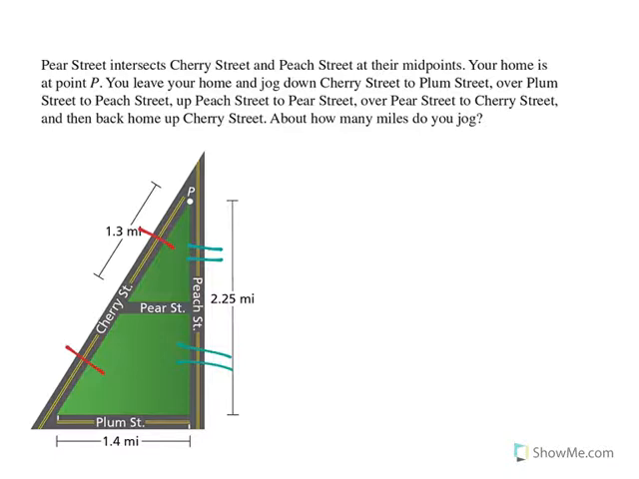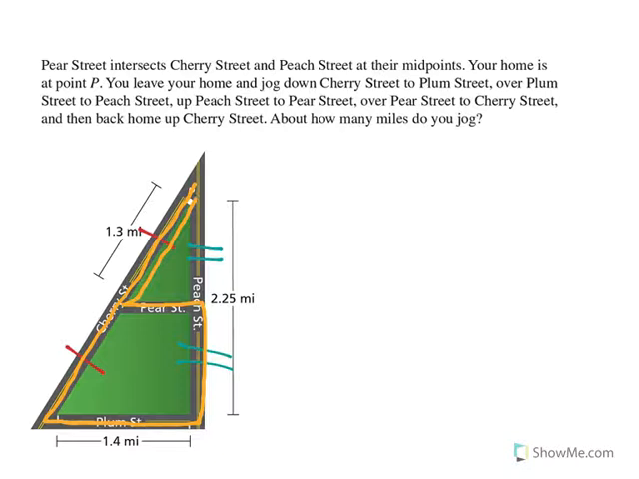And so it tells us in this little scenario that we're going to run. If you're a jogger, or even if you're driving your car, if you're not a jogger and you want to apply this, we're going to go from point P, which is our house. So you leave your house and jog down Cherry Street all the way to Plum Street. So we start at P and go all the way down to Plum Street. Then we go over to Pear Street, across Plum Street. We go back up to Peach Street, cross back over to Cherry Street, and then go back to our home.